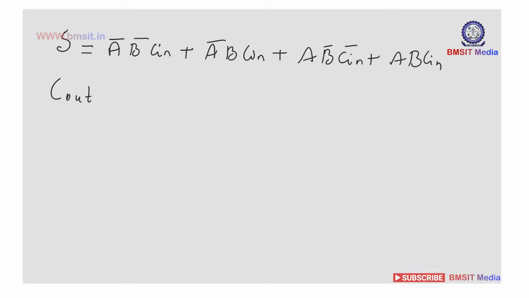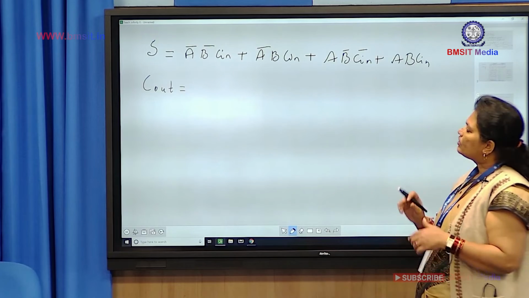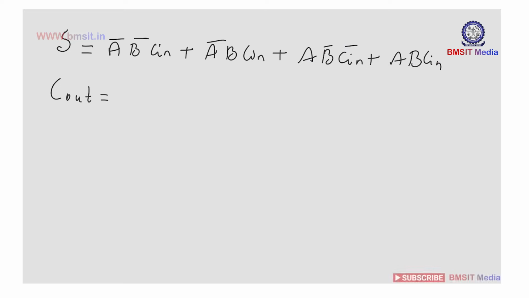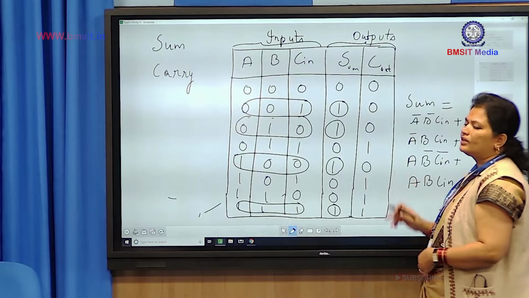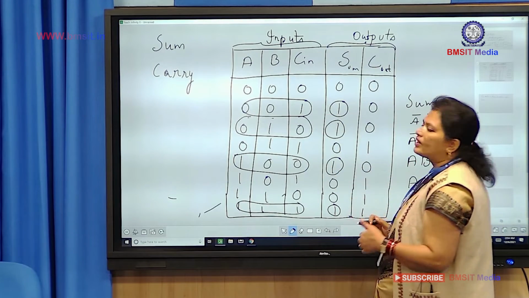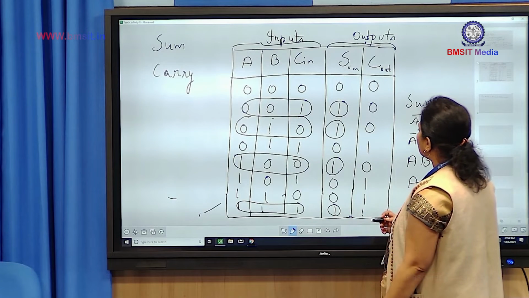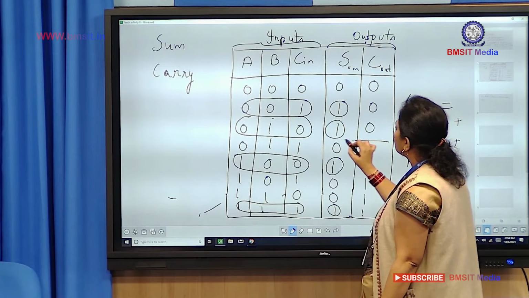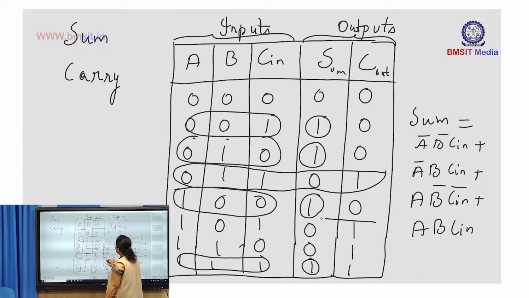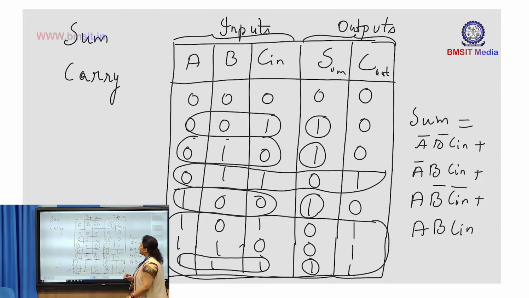Now as we identified for which combinations of input the sum was high, similarly to find the logical expression for carry out, we have to do the same thing. So let me go back to this truth table. Here once again you have to identify for what combinations of input the carry out was high. Here we have one combination for which the carry is high, and here we have 3 combinations. So based on these 4 combinations, let us write the expression for carry out.